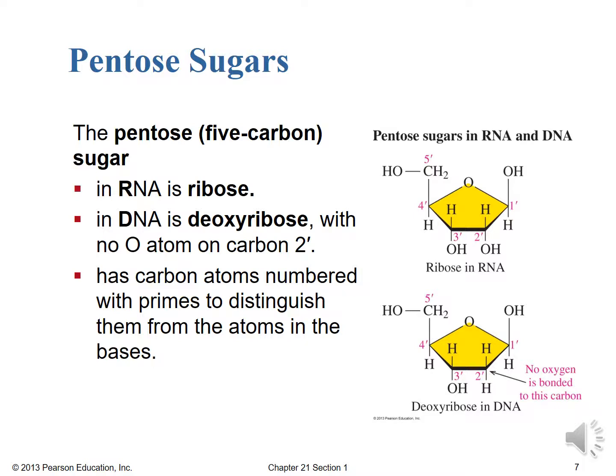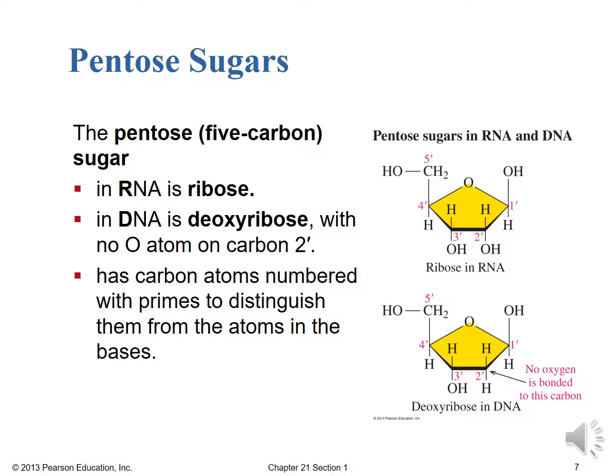Okay, so the pentose sugars, pentose meaning 5-carbon sugar. In RNA, it's ribose. That's what the R stands for. In DNA, it's deoxyribose, which has no oxygen atom on carbon 2', so that's why it's deoxy, right? It's missing one oxygen. In the early days, I think some of the biologists were calling it dioxyribonucleic acid, and of course that's not correct and not its official name. It's deoxyribonucleic acid because of deoxyribose here.